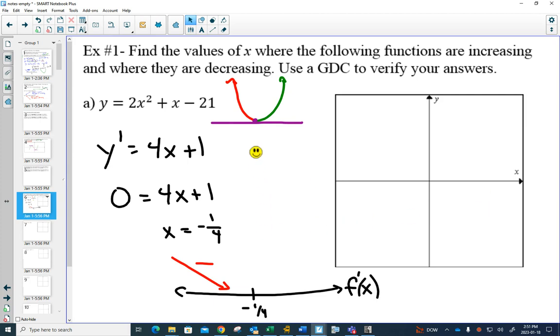Okay? And if we check something bigger than negative 1/4, like 0, very easy mental math to plug in, you'll get positive 1. All I need to know is that this section is positive, and that would be going up. And sure enough, if you went from left to right from the vertex, things would be looking better. You'd be going up. It'd be almost the weekend. All good.